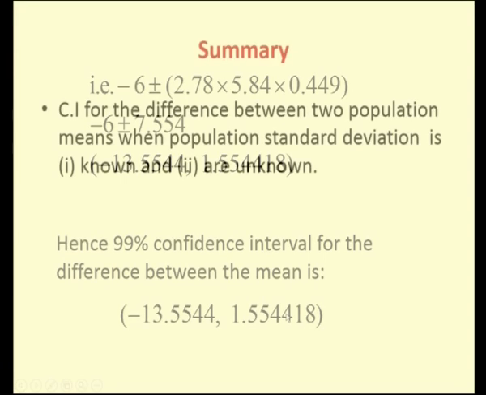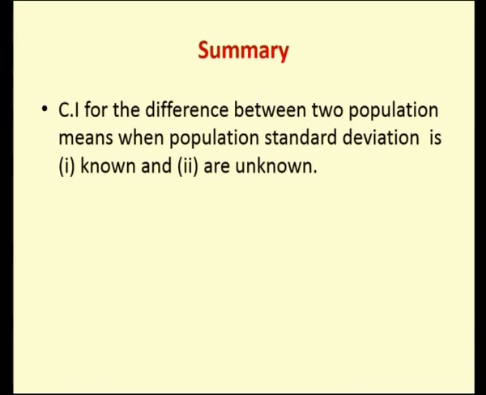So here in today's class we have learned the confidence interval for the difference between two population means when the population standard deviation is known and unknown. If it is known, we have used the normal test. If it is unknown, we have used the t-test.